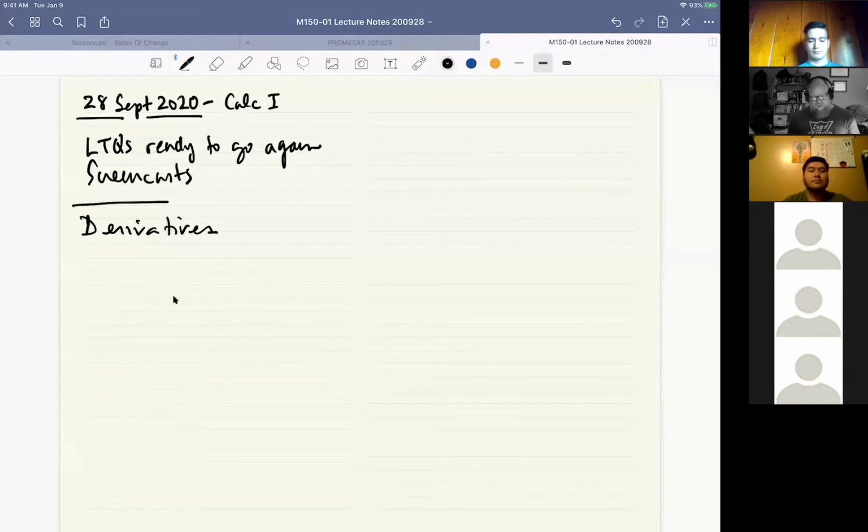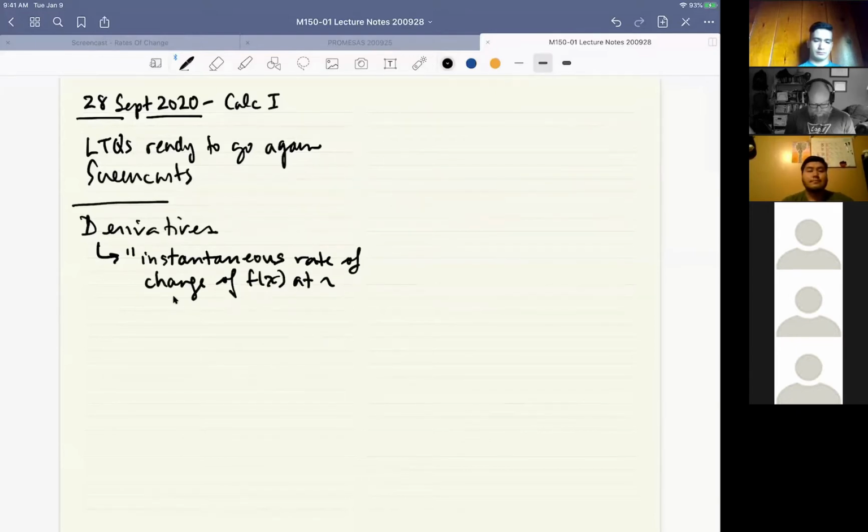All right, derivatives. So what I'm going to start doing today is developing the ideas that will help us understand the concept of derivatives. The core idea, the gut level idea behind a derivative, is that a derivative is an idea associated with a function. This is the kind of phrase we use when we talk about derivatives: a derivative is an instantaneous rate of change of the function at a point.